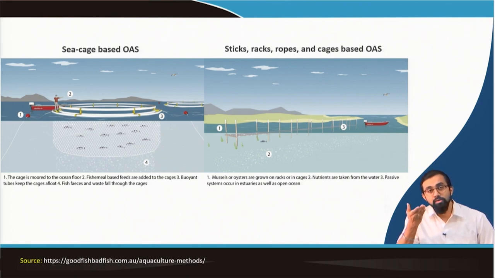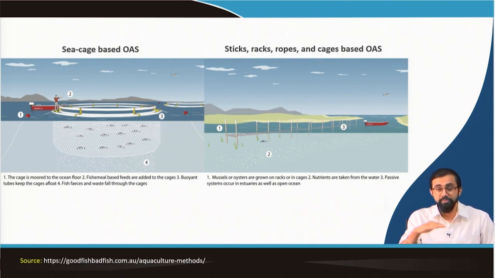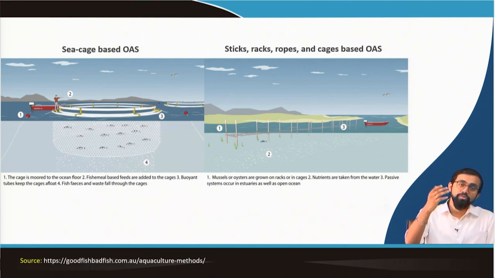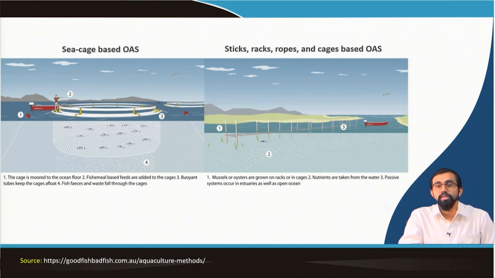What happens is they directly fall through the cages, because it's a mesh kind of structure. There is no solid floor. Because of that, there is a huge amount of loss of uneaten feed and fish excreta left there, which can cause local environmental impact as well. We'll discuss it in detail: what are the cons, what are the disadvantages of this sea cage based OAS?